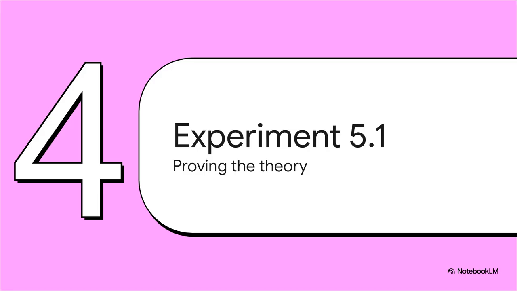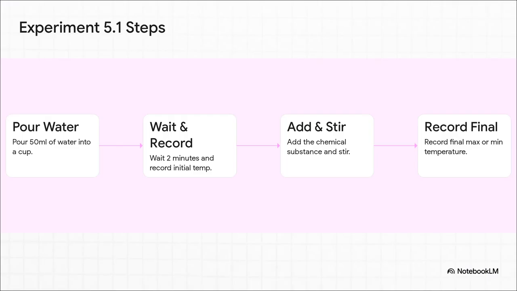All right, Section 4, in the lab, experiment 5.1, proving the theory. This is a beautifully simple 4-step process to prove what we've been talking about. Step 1, you just pour 50 milliliters of water into a polystyrene cup, which, by the way, acts as a really great insulator. Now, step 2 is absolutely crucial. You have to leave it for 2 minutes. This ensures the water reaches thermal equilibrium with the room before you record your initial temperature.